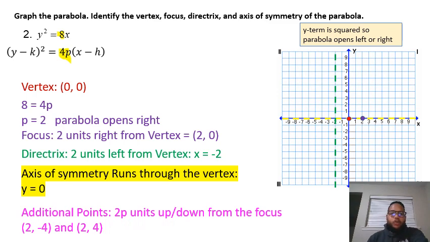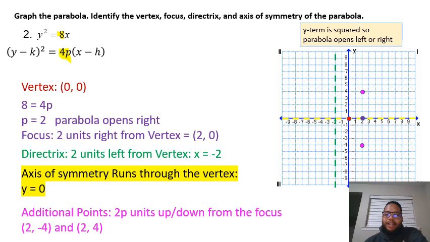And we have 2 additional points. These 2 additional points are from the focus, and it's 2p units up or down. So if you can imagine, if this parabola is opening to the side, your only additional points will be up and down from the focus. So we're going to plot those 2 points. And the way we got those 2 points, 2p would be 4, because p is 2. So you go up 4 and down 4.